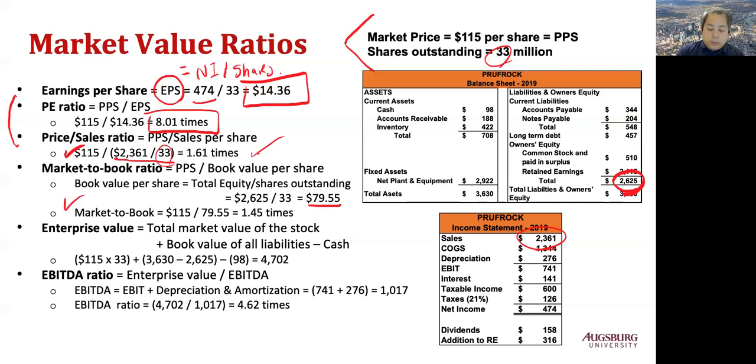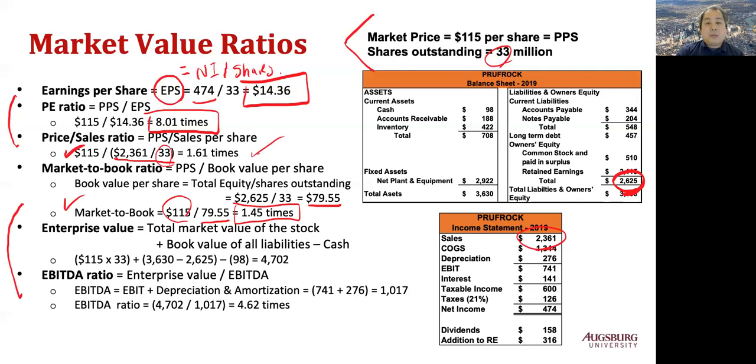So the market to book ratio is 115 divided by 79.55, 1.45 times. If the market to book ratio is less than one, then it means the firm is not very successful in creating value for shareholders. So this is one of the measures that show the firm value, creating firm value.